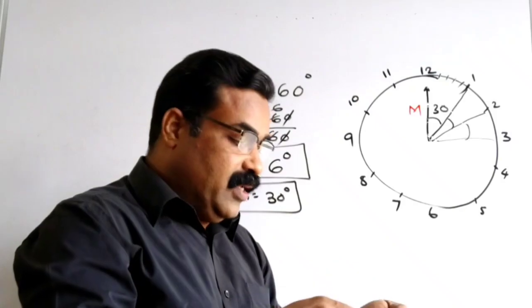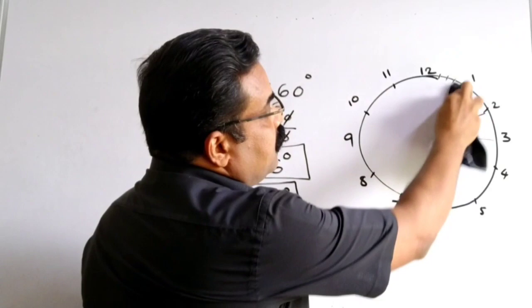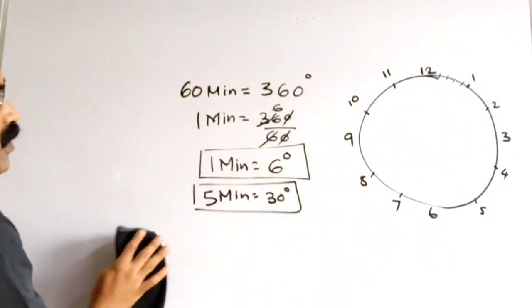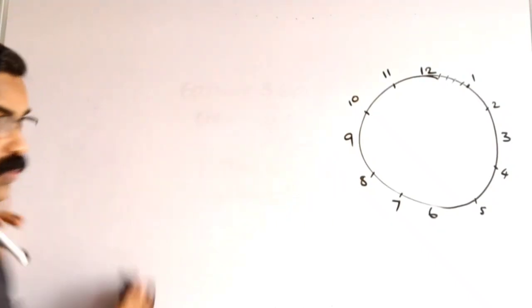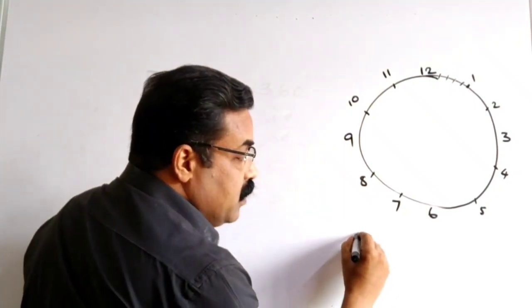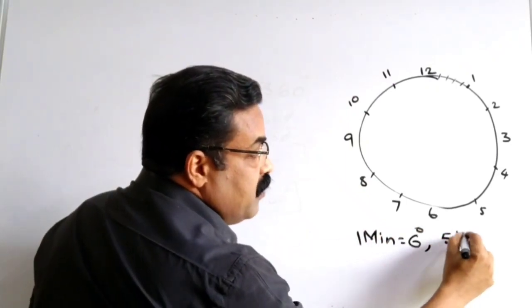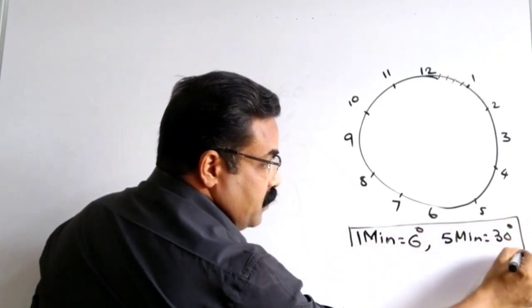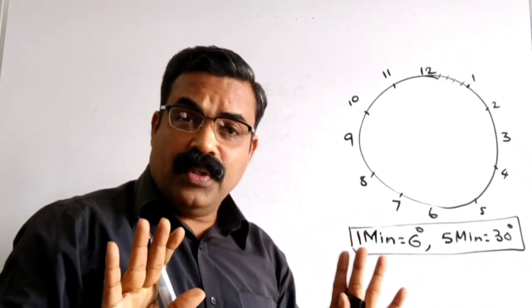Now let us go to the hour hand. Let me remove this. You can pause the video and note this. This is very, very important information, so let me write that first. Whatever we have seen: 1 minute is equal to 6 degrees and 5 minutes is equal to 30 degrees. This is the first information we got.